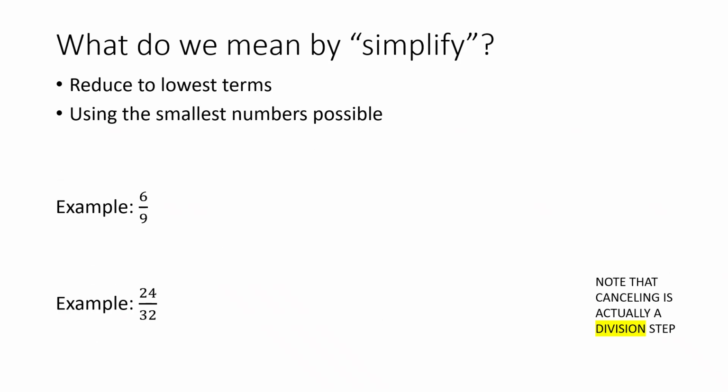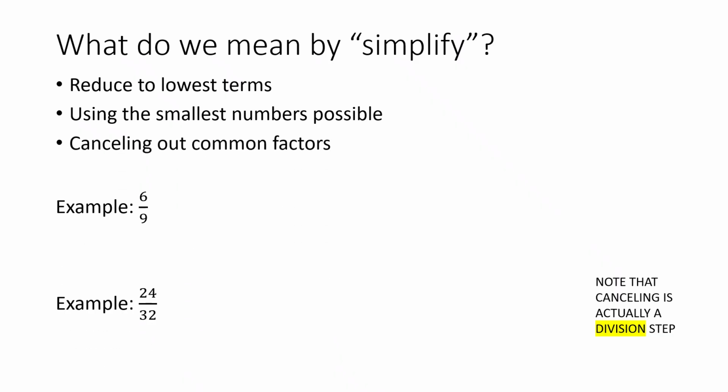We could also think of it as using the smallest numbers possible, maybe just another way of phrasing the same thing. So if you have a rational expression with a lot of stuff in it, whether that's big numbers or lots of terms, we would like to get rid of everything and find an equivalent ratio, or equivalent rational expression, that uses smaller numbers or fewer things in it.